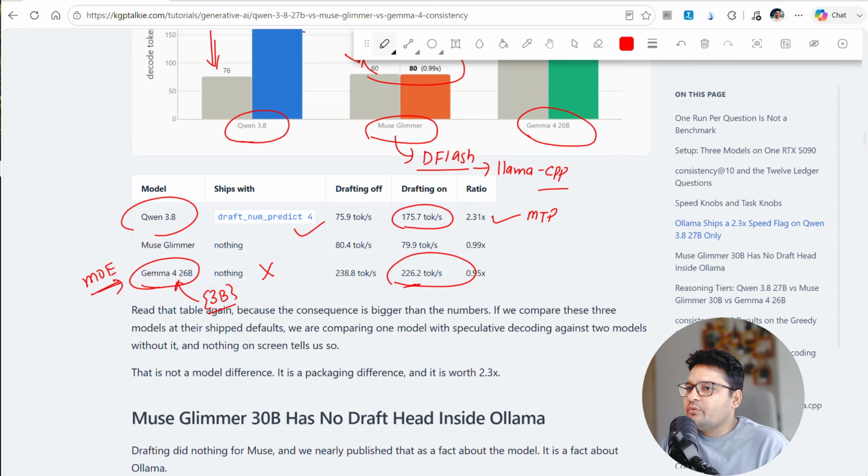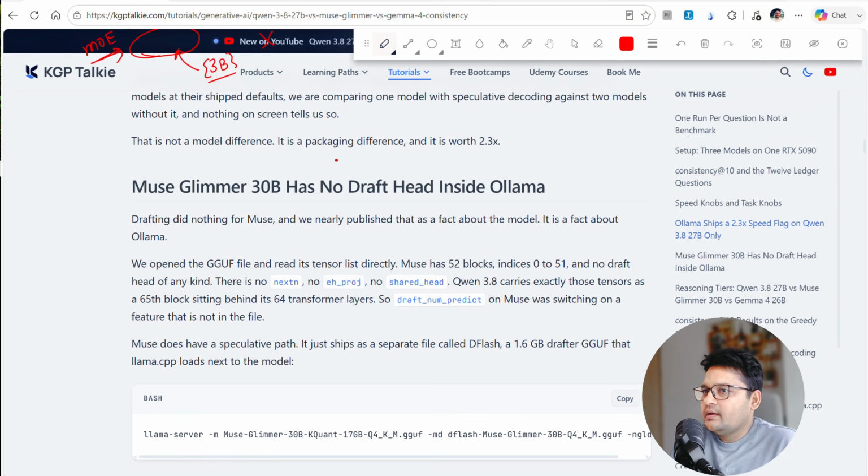Now, I hope it is clear why this speed is coming from MTP. And you will get better speed in Muse Glimmer because of the DFlash technology. And you are getting the higher result for the Gemma 4 26B because it is using only 3 billion parameters for token generation. Now let's go ahead and talk about Meta's Muse Glimmer model a little bit more. As I told you earlier, this model does not have anything related to the draft head inside Ollama.